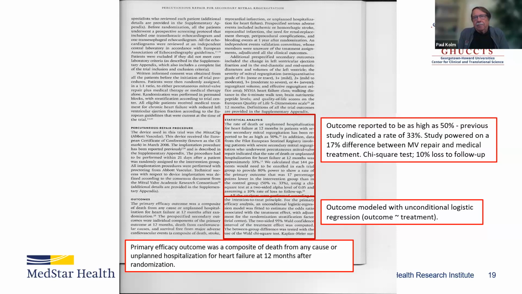And the outcome was modeled with unconditional logistic regression. What we mean by unconditional is that there are no other variables included in the model, like age, sex, or whatever. And of course, the reason they can do that is because it's a randomized trial, so whatever other potential variables might influence the outcome have been more or less equalized between the two groups.